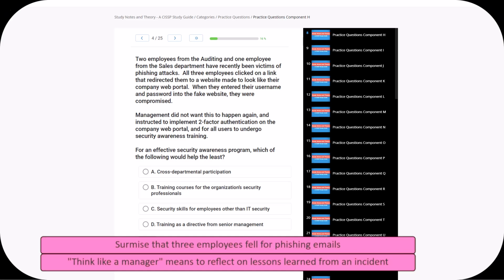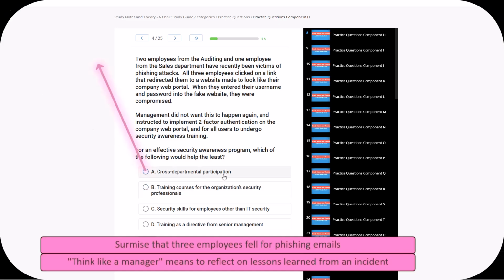Happens once, okay, you've got to deal with it. If it happens twice, that's really bad. So you've got to put in countermeasures and security policies to make sure the same mistake doesn't happen again. Management hates when the same threat occurs, when the same risk gets compromised over and over again. So the question is asking, for an effective security awareness program to deal with everything on top of the 2-factor authentication and security awareness training, which would help the least?